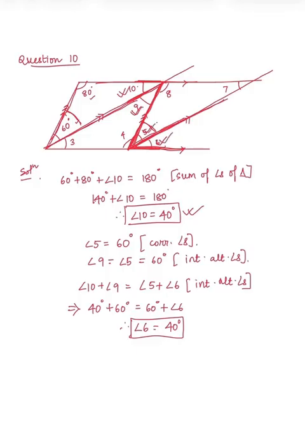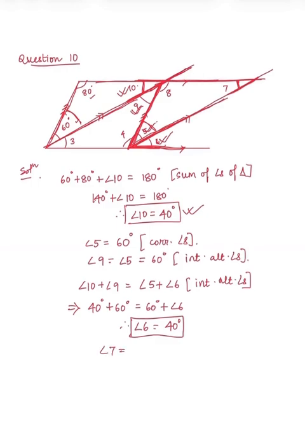Okay. Moving on. Angle 7 will be equal to angle 10 because they form corresponding angles. These two lines are parallel. This is the transversal. So angle 7 is equal to angle 10, which is equal to 40 degrees. That is because they are corresponding angles. So we know the value of angle 7 as well.